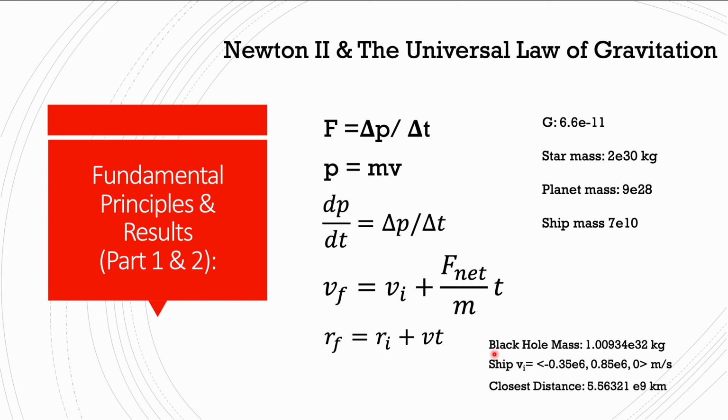And for the results, we got the mass of the black hole to be about 1 times 10 to the 32nd power. And the ship's initial velocity was here, and this is the closest distance the ship got to the black hole.